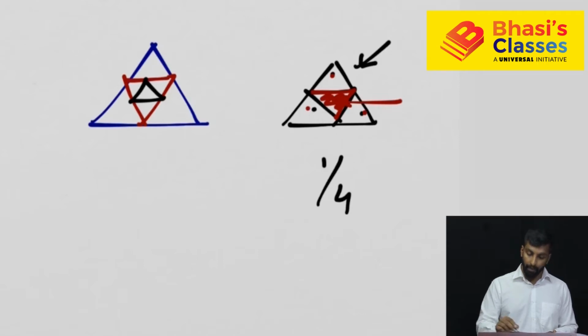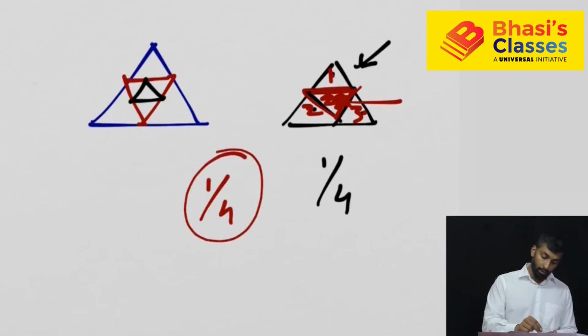1, 2, 3, 4, right? 1, 2, 3, 4 equal regions are there. Out of that, 1 is shaded, right? So 1 by 4 is actually the ratio. So what is the common ratio? If you ask me, that is 1 by 4.